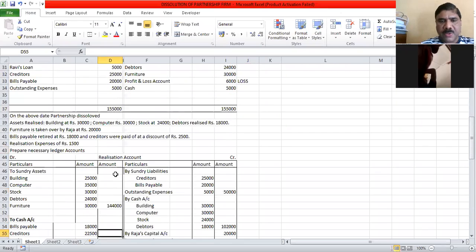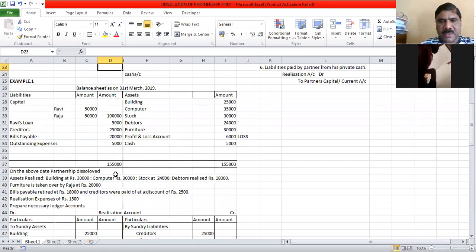First of all, we have to transfer all the balances, cash balance to the cash account debit side and capital balance to the capital account credit side. Ravi's loan account will go to Ravi's loan account credit side. And here it is the loss. This will be distributed among the partners according to the PSR. Then we transfer all the other assets to the realization account debit side because assets show a debit balance. Then the outsider liabilities will be transferred to the realization account credit side.